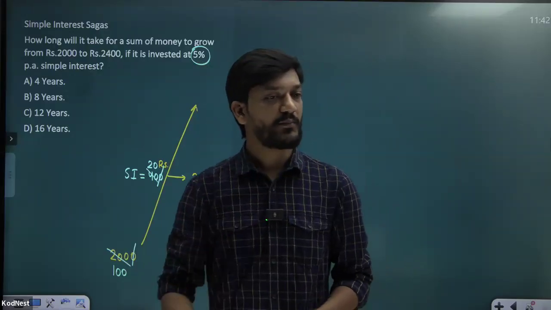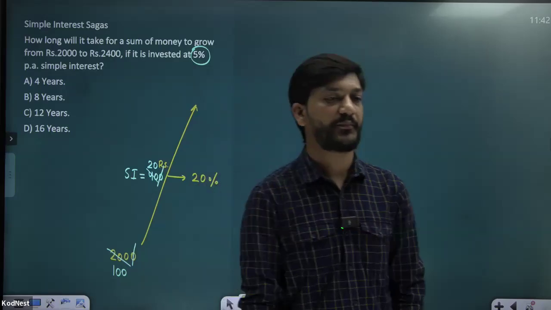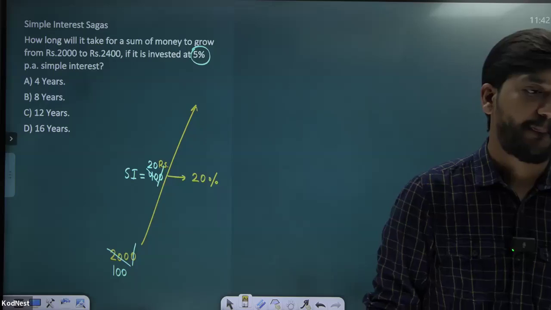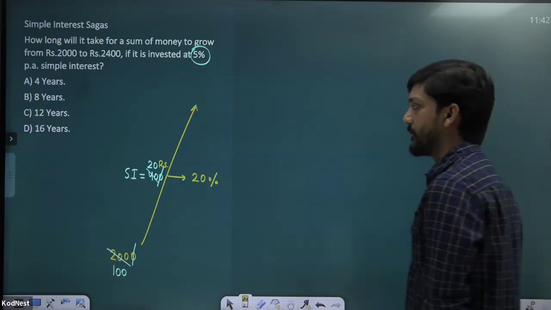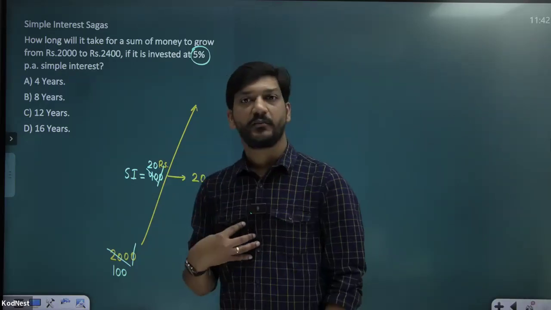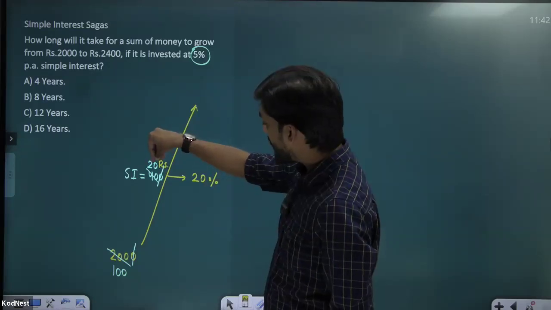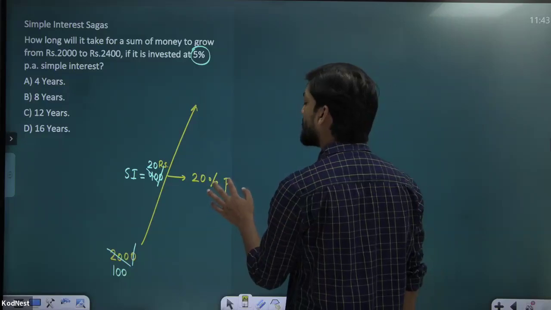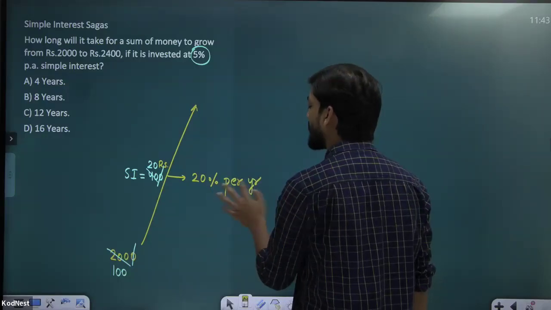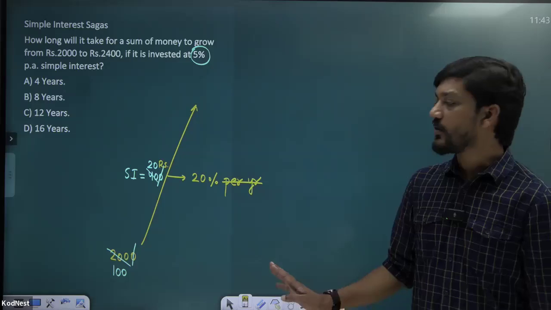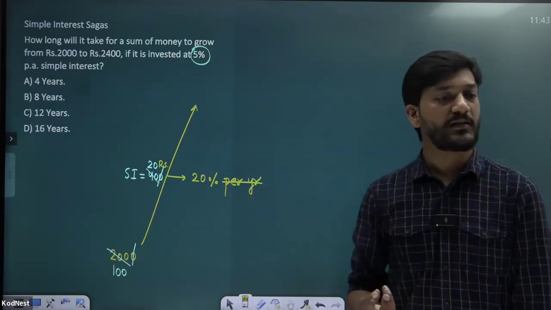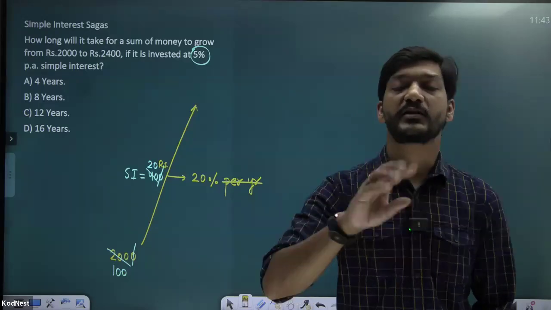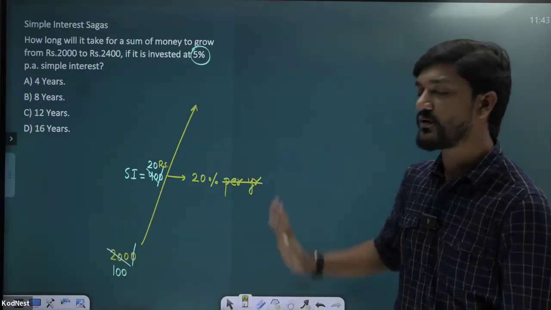So why is it 4 times? What is the reason? It is not matching. I know this. But it is right, 20 rupees, 20%. But this 20% is not per year. I'm not saying that. I don't know the time, so how can I say per year? It is not per year for sure.